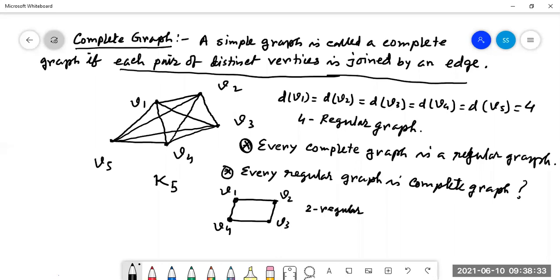Clear? Complete graph means for each and every pair of vertices, there must be an edge. But for a regular graph, the degree of all vertices should be the same. Is it clear what is the difference between a regular graph and a complete graph? A regular graph does not have to be a complete graph, but every complete graph must be a regular graph, right?